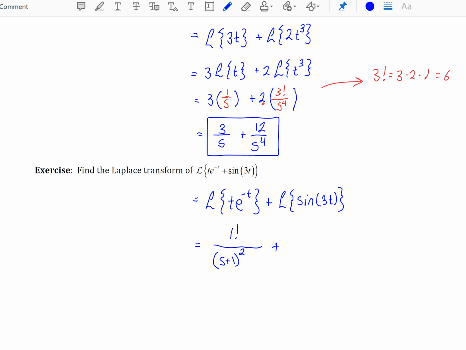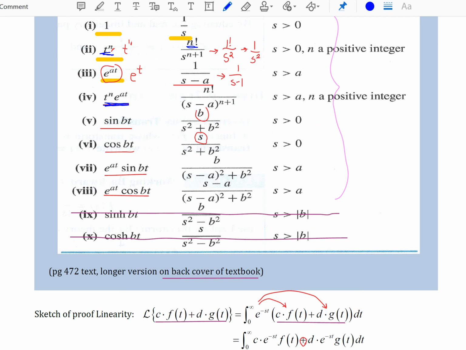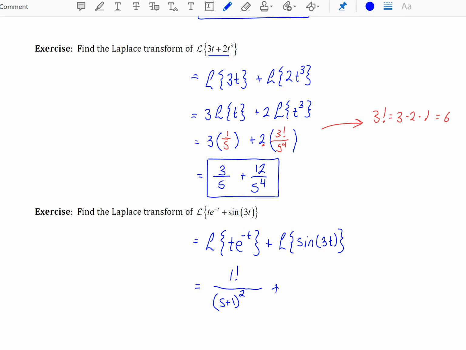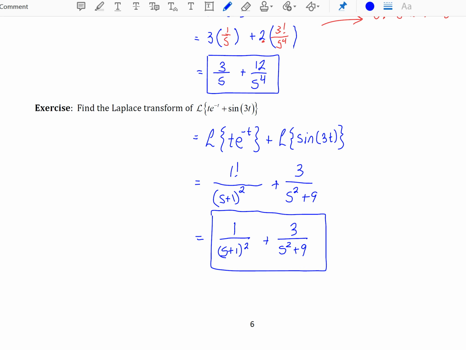plus, now we'll do the Laplace of sine of 3t. So let's back out our table again. The Laplace of a sine function is going to be whatever your argument is, b, as your numerator, over s squared plus b squared. Where here, our b was a 3. So it'd be 3 and then 3 squared in your denominator. So I think we can write this as 3 over s squared plus 9. Now I don't want to leave that factorial there, so I'm going to rewrite this as 1 over s plus 1 squared plus 3 over s squared plus 9. And this is your Laplace transform. It takes your function in the t domain to a function in your s domain.